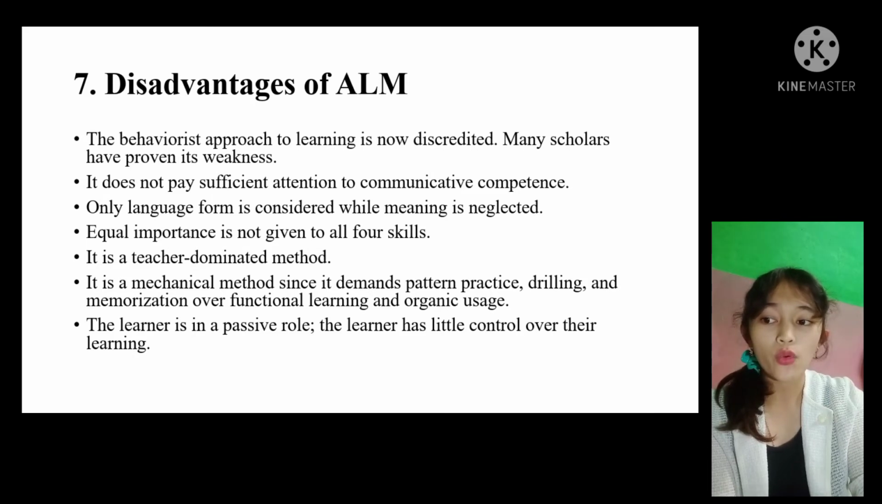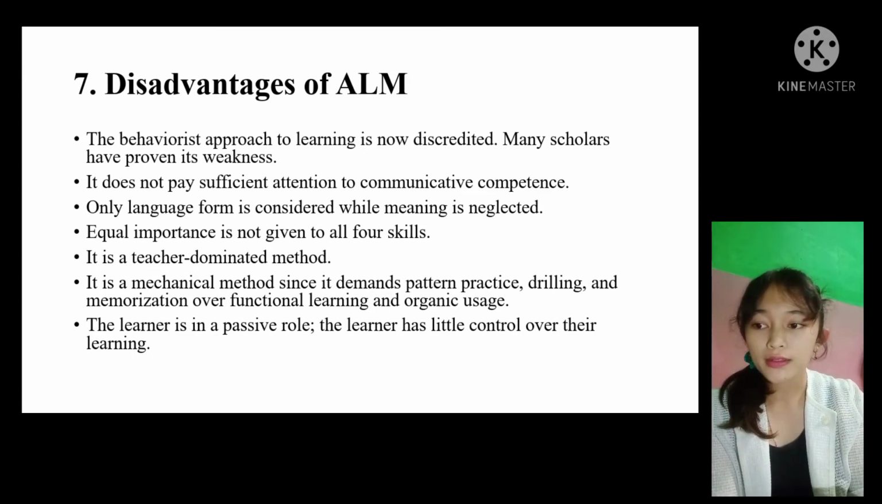Four, equal importance is not given to all four skills. Five, it is a teacher-dominated method. Six, it is a mechanical method since it demands pattern practice, drilling, and memorization over functional learning and organic use. And the last, the learner is in a passive role. The learner has little control over their learning.